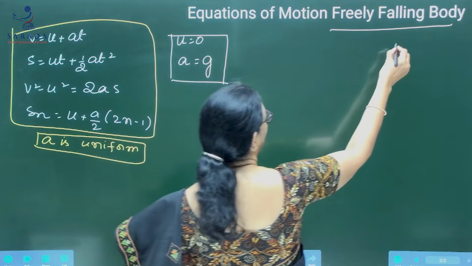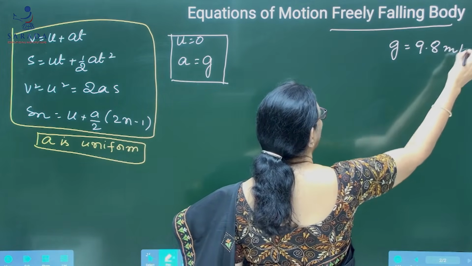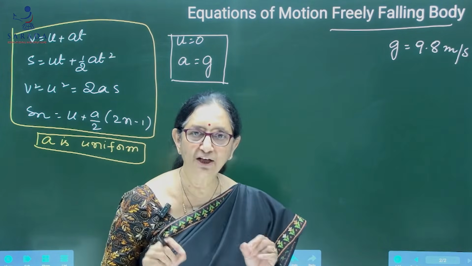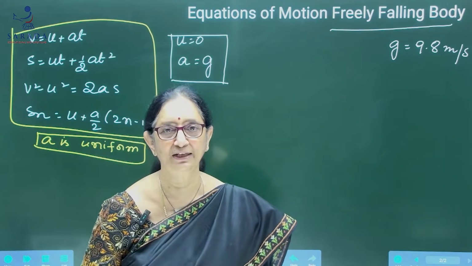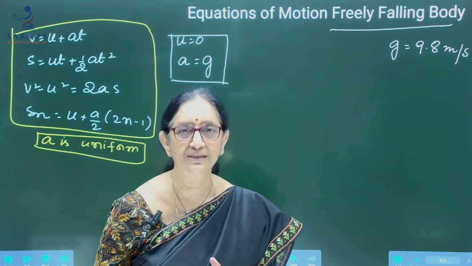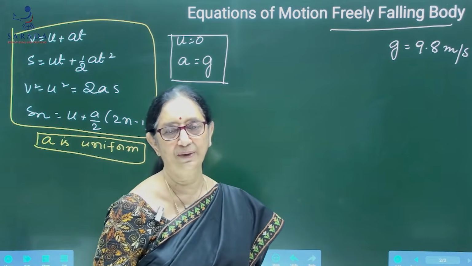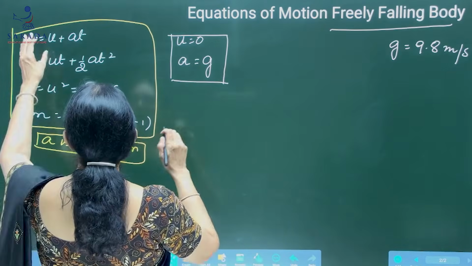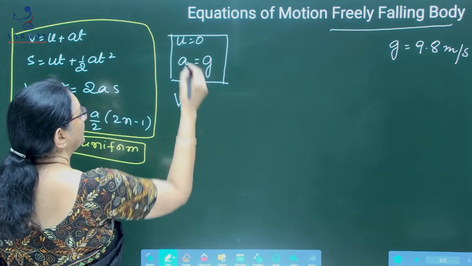The value of g is 9.8 meter per second square. It slightly varies from place to place. If the value of g is not given in the problems, we take it as 9.8 meter per second square. In some cases, they give g approximately as 10 meter per second square, then we substitute that value for the calculation. Right?